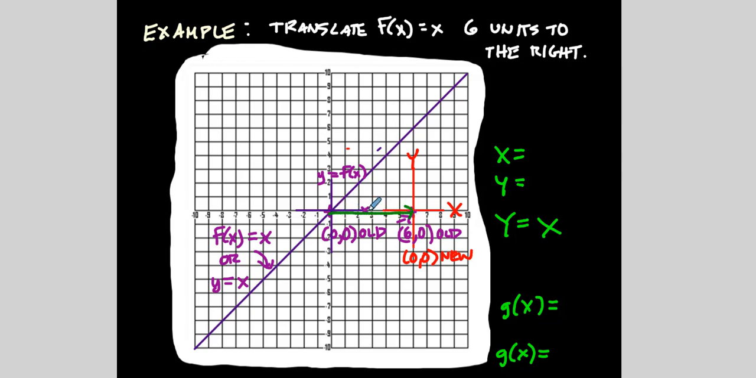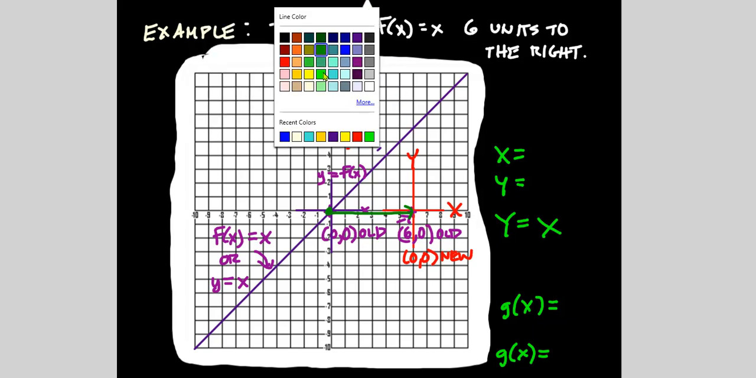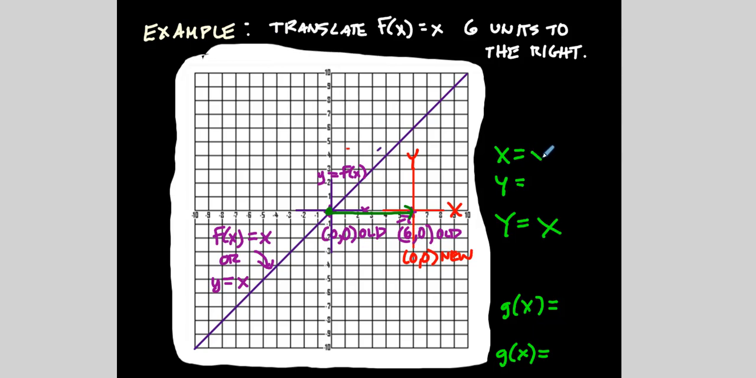So I'm taking a point on the origin in this case, and I move it 6 units to the right. I could do that for every point on this function, but I'm going to come up with the rule by just moving this point here. So in terms of big X, I'm going to look at this right here, and I notice that to get from 6 to 0 I have to subtract 6 from little x. Y does not change here, so this stays as little y.